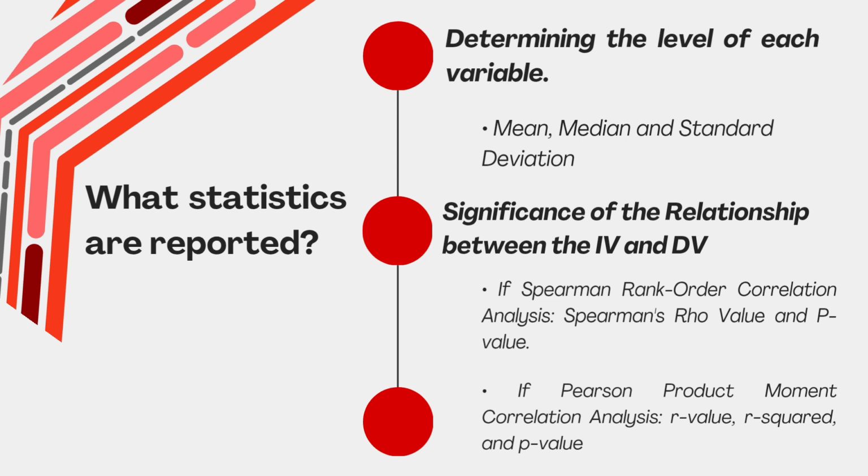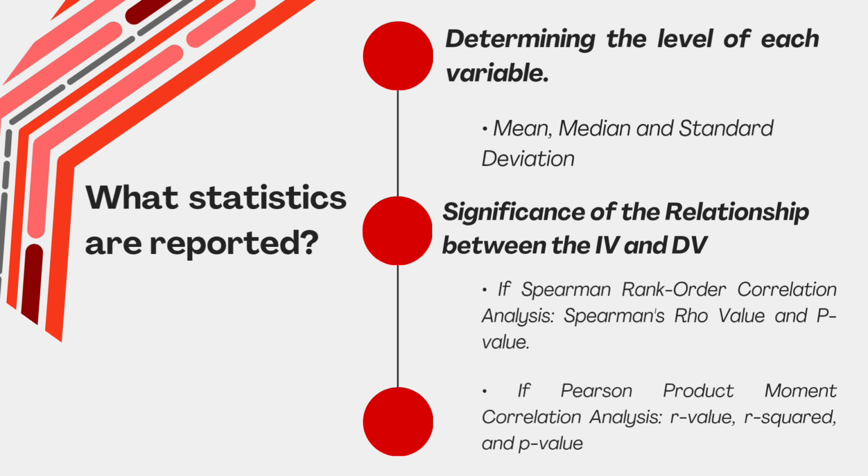If you will use Spearman rank order correlation analysis, here are the statistics that are usually reported in the results. First, Spearman rho, or the ρ or rs. This tells the strength and direction of the monotonic relationship between two ranked variables, the IV and DV. If you have positive rho, this means that as one variable increases, the other increases. If you have negative rho, this means that as one variable increases, the other decreases. For example, if your rs is equal to 0.725, this indicates a strong positive correlation. But if your rs is equal to negative 0.432, this indicates a moderate negative correlation.